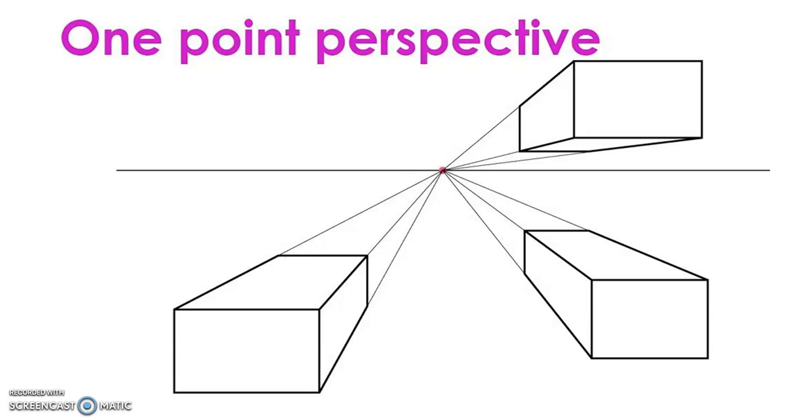This would be an outdoor scene because we have the horizon line, and then that vanishing point is on that horizon line. Notice the blocks that are above the horizon line, they look like they are floating in the air, whereas those blocks down below look like they are down on the ground.